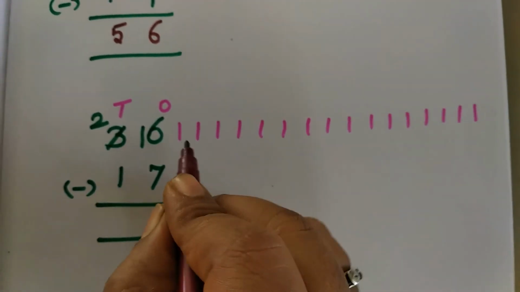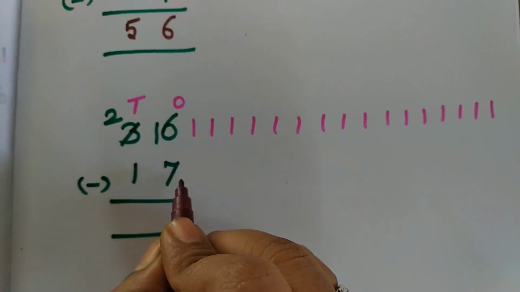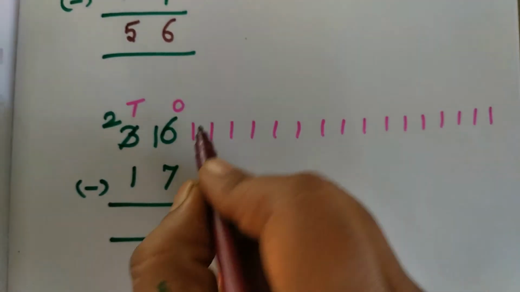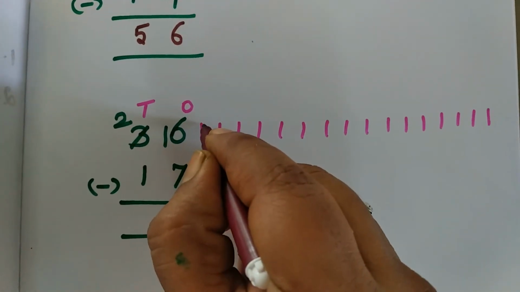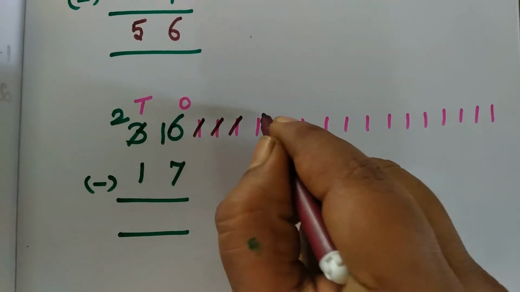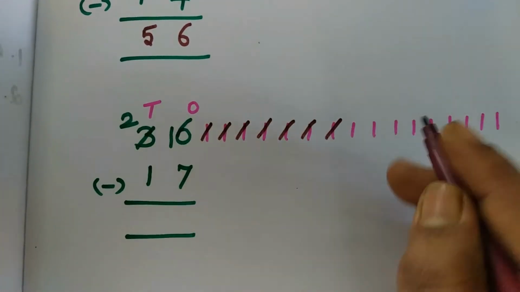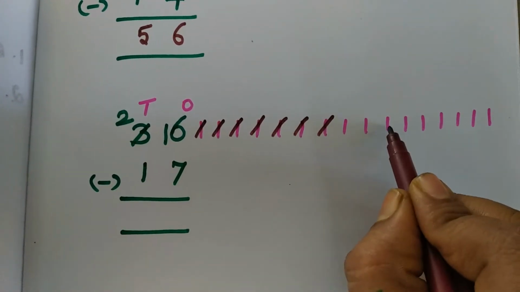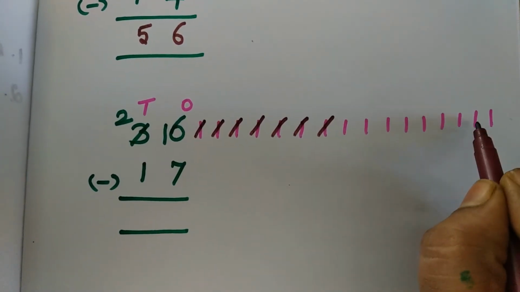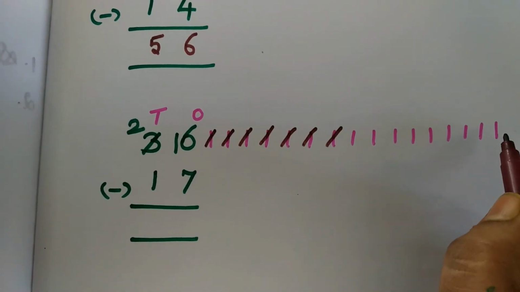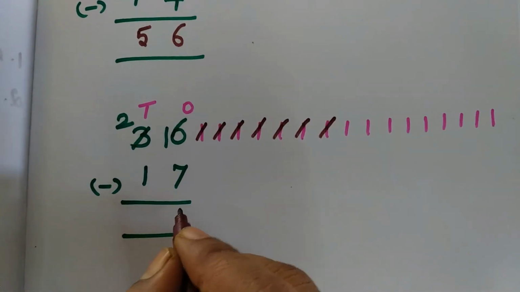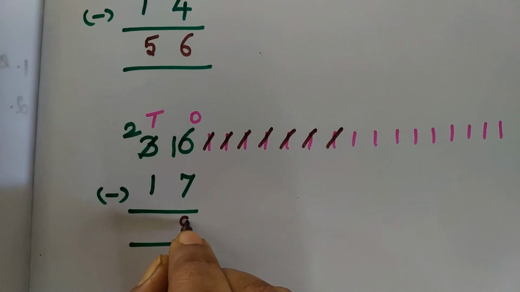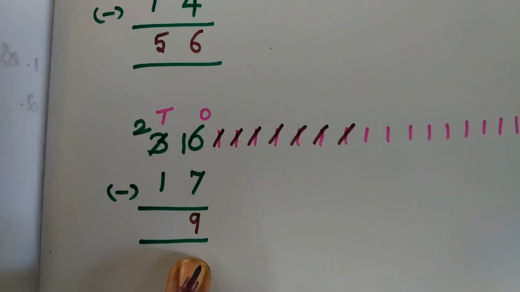So draw the 16 lines, and how many lines you want to strike out? 7. Okay. So strike out 7 lines. 1, 2, 3, 4, 5, 6, 7. So how many lines are remaining? 1, 2, 3, 4, 5, 6, 7, 8, 9. So 9 lines are there. So what is the answer here? 9. Okay. So 9 is the answer.